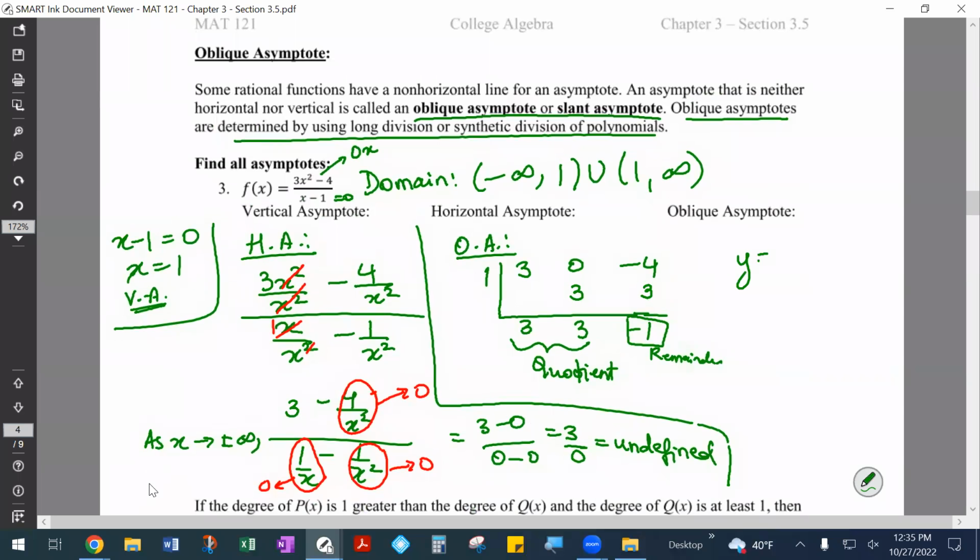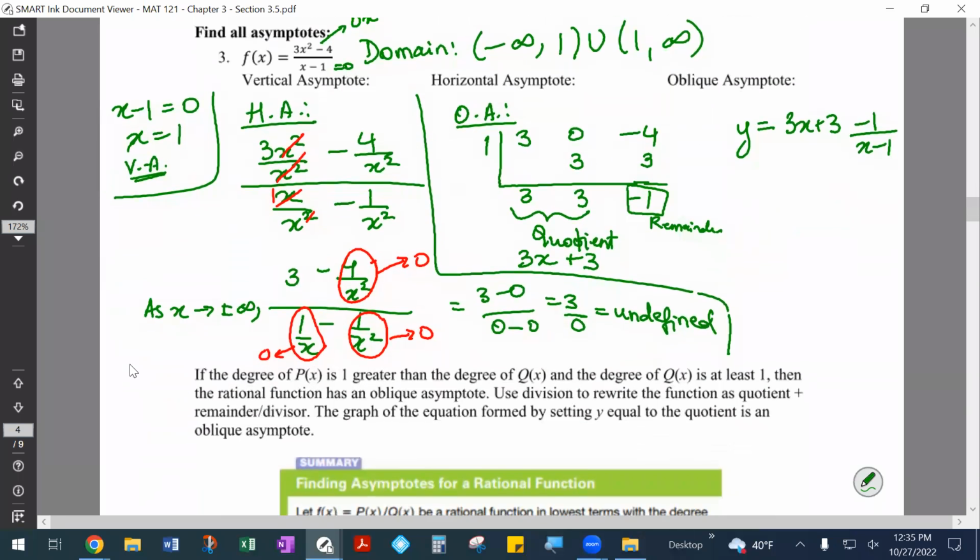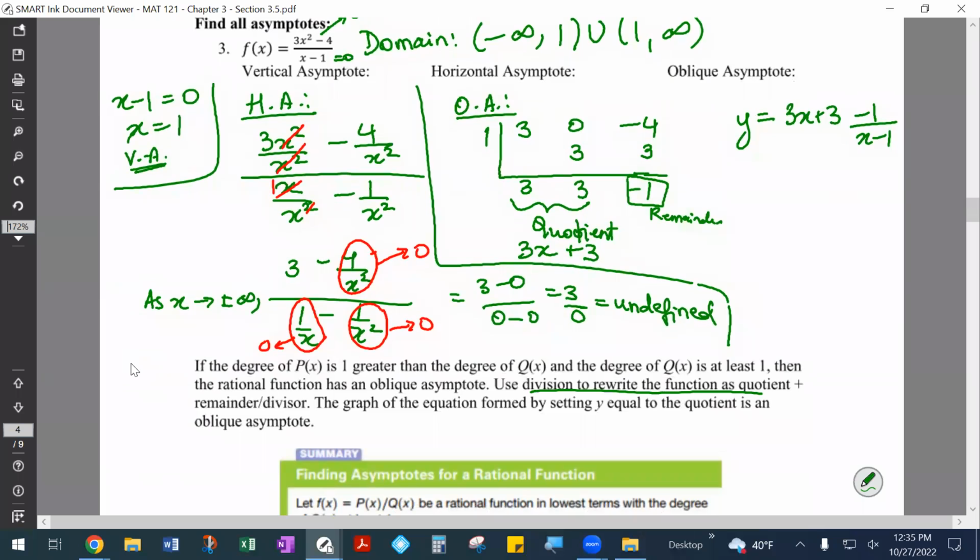Okay, so they're telling us we write it as quotient. Now remember, if your original function is an x squared, that means your quotient will be 1 degree less than that. So your quotient will then come out to be 3x plus 3. So this will become 3x plus 3, and then they're saying add the remainder over the divisor. So that would be a -1 over x minus 2. So I'm actually going with this. Use the division to rewrite the function as quotient plus remainder divided by the divisor.